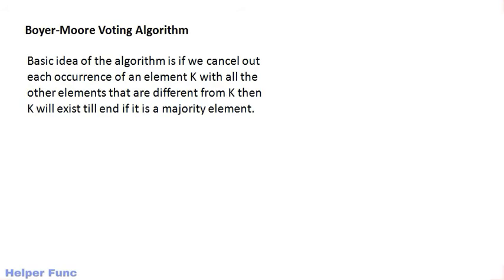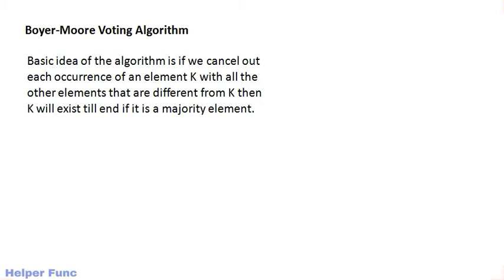Now we will be using Boyer-Moore's voting algorithm to solve this problem. Now the basic idea of this algorithm is, if we cancel out each occurrence of an element k with all the other elements that are different from k, then k will exist till end if it is a majority element. Now what it means is, let's say k is our majority element. So if we take a counter variable and increment the counter every time we get k, and we decrement the counter every time we get a number other than k, thus at the end of the loop this count should be greater than 0, because the occurrence of k is more than n by 2 times.